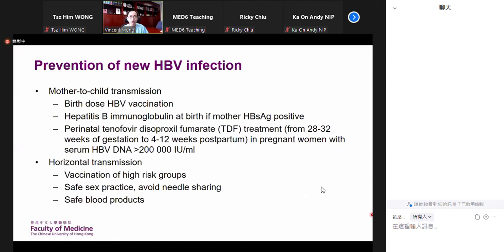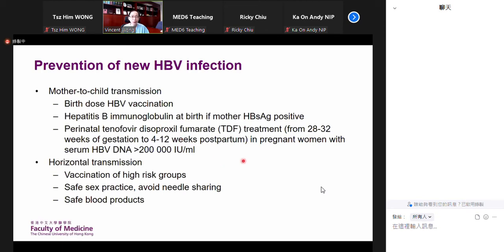Nowadays, we are also interested in preventing new infection, because you should not just focus on treating the existing patients. Preventing new cases is also very important. Now, for mother-to-child transmission, the most important preventive measure would be birth dose HBV vaccination. And if the mother is HBsAg positive, we also provide passive immunization, providing the baby with hepatitis B immunoglobulin at birth. So the antibody would bind all the viruses in the circulation and therefore prevent the infection from becoming chronic.